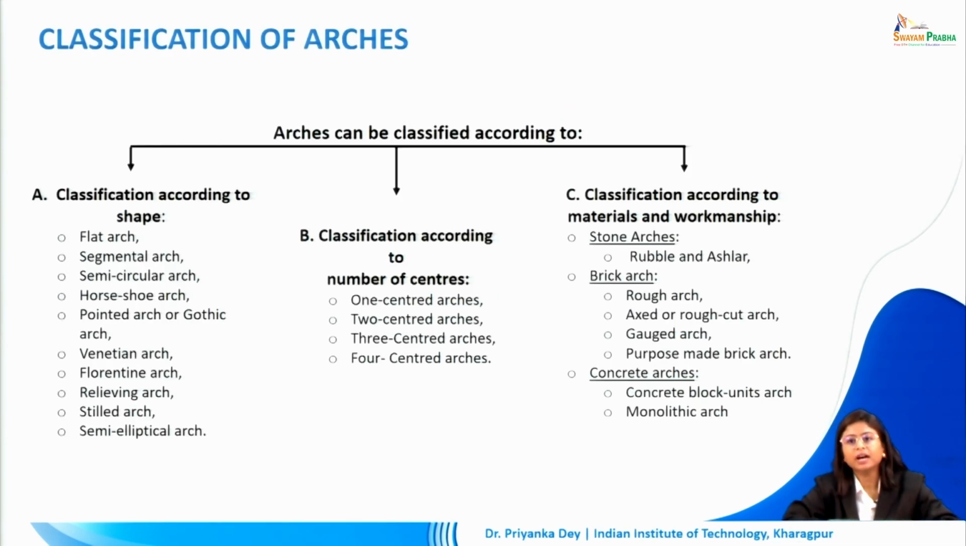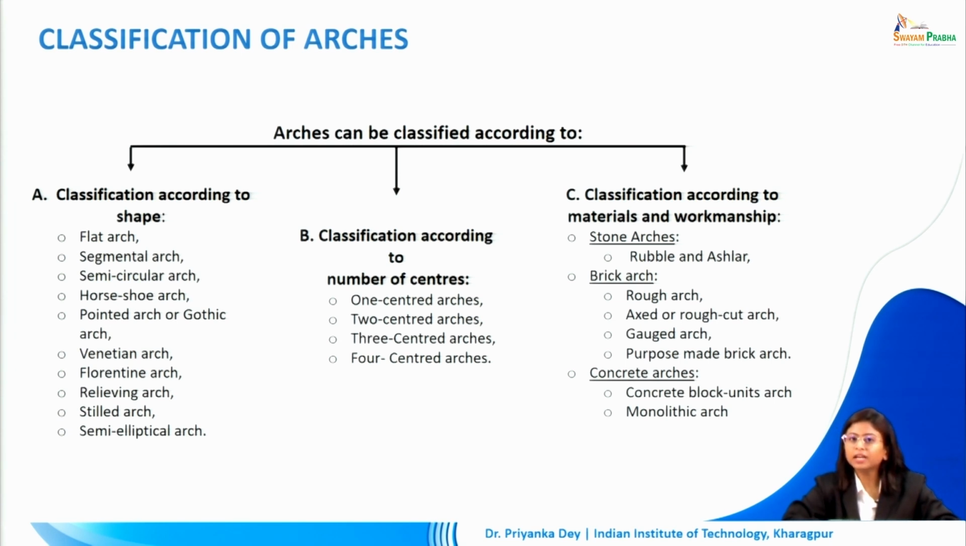We can classify arches based on several characteristics. For example, on the basis of shape, we can have many types of arches. For example, flat arch, segmental arch, semicircular arch, horseshoe arch, pointed arch or also called the Gothic arch, the Venetian arch, Florentine arch, relieving arch, stilted arch and semi-elliptical arch. So, many names are associated with different shapes of arches.